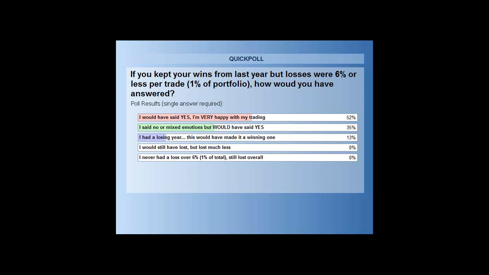Mike, we had 4% say, I'm very, very happy with my trading before. Now we have 52% saying that. Before we had folks either saying no or mixed emotions, and now 35% of those would have said, yes, I'm happy with my trading. And 13% said, I had a losing year, so their percent return was in the negative last year. This would have turned it around to a positive.